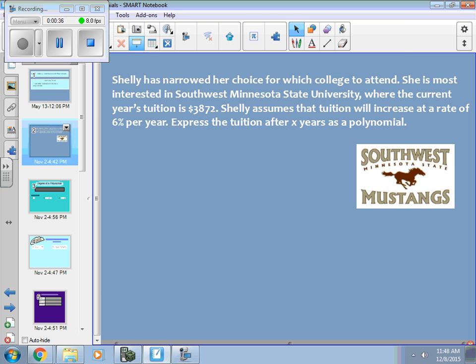Okay, so on a problem like this, we know what her starting amount is. That would be right here, $3,872. It's increasing at a rate of 6% each year. So that means if you're starting at 100% and we're increasing by 6% every year, every year's tuition after the first year is going to be 106% of what it was the year before.